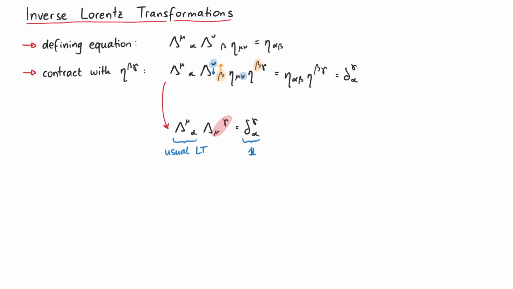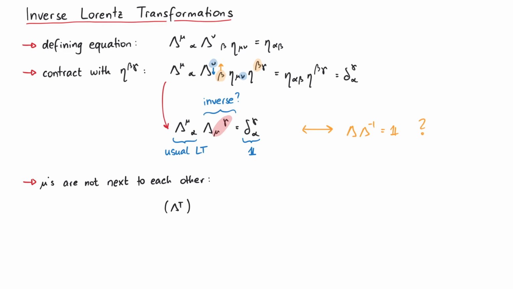So does this mean that the lambda with the unusual index position is the inverse? You might have noticed that we cannot simply interpret this as lambda times its inverse being equal to the identity matrix, since the mu indices are not next to each other. To fix this, we can transpose the second lambda such that now the index mu is next to each other, and we can interpret this as a matrix equation.